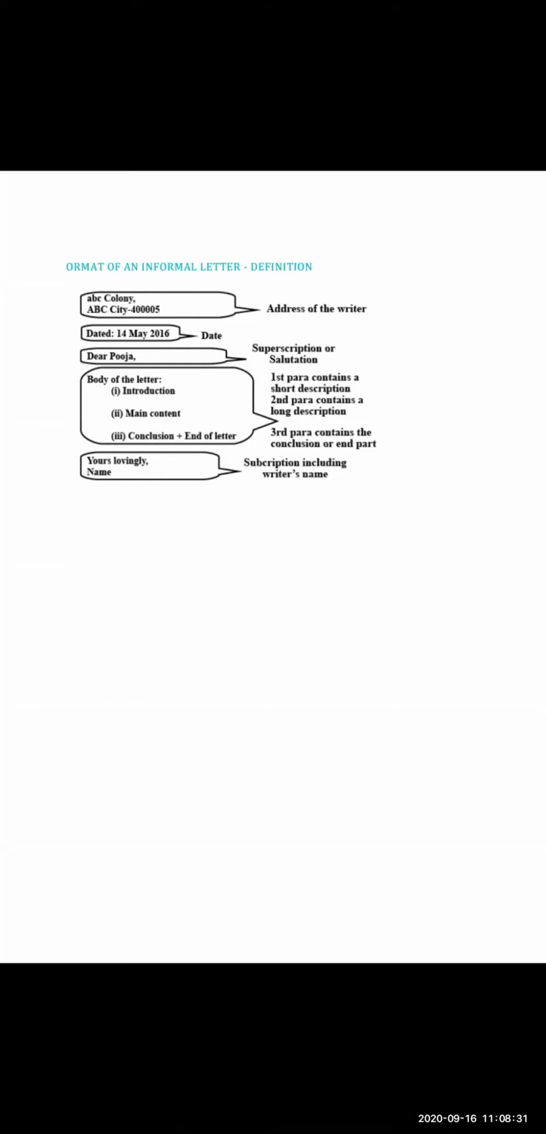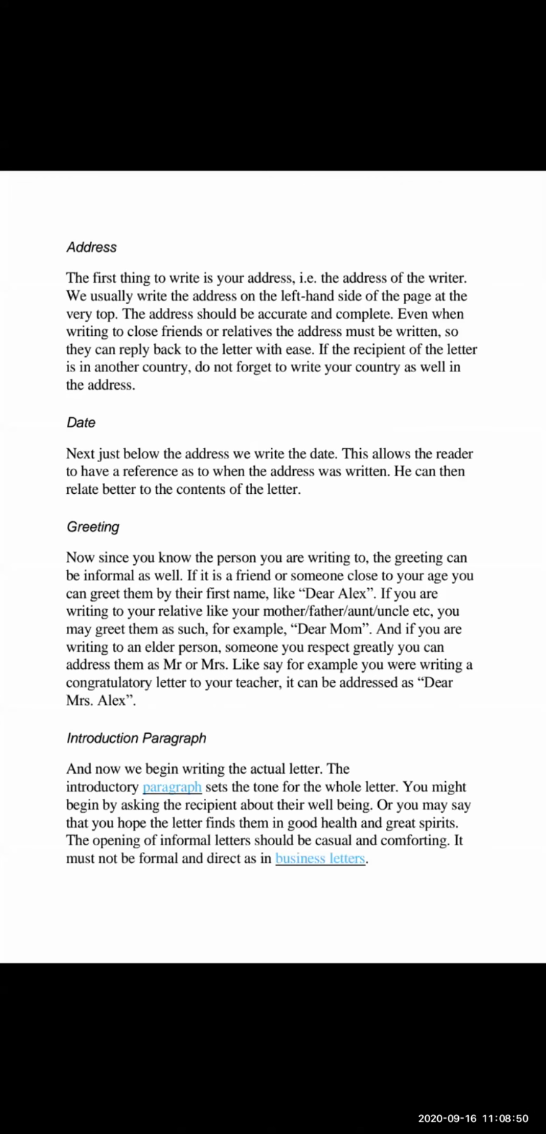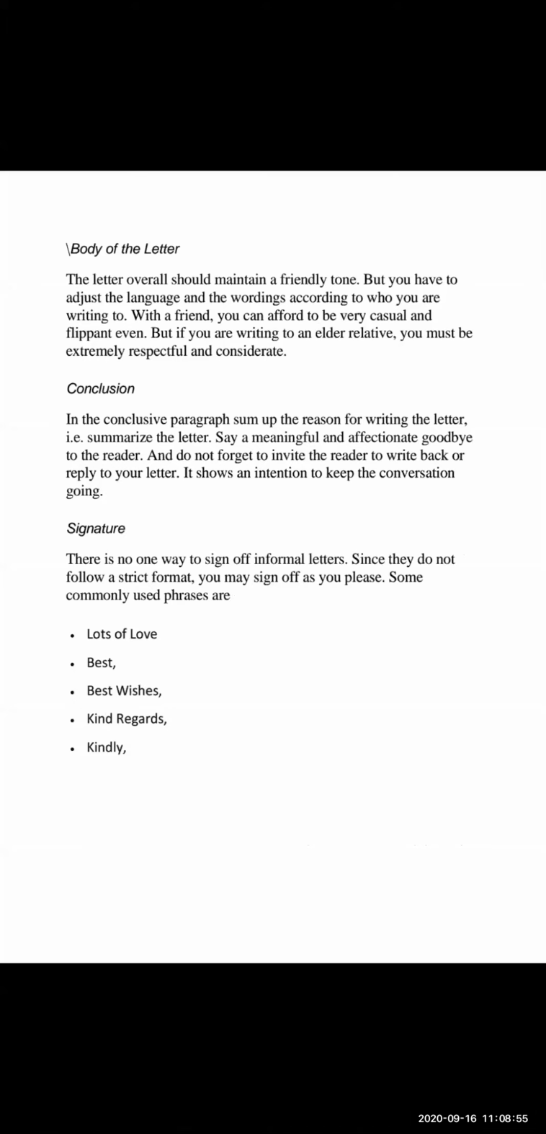So these are all the points while writing the informal letter. First one, sender's address, date, greeting, then introduction paragraph, then body of letter, conclusion and signature. These are all the points while writing the informal letter.